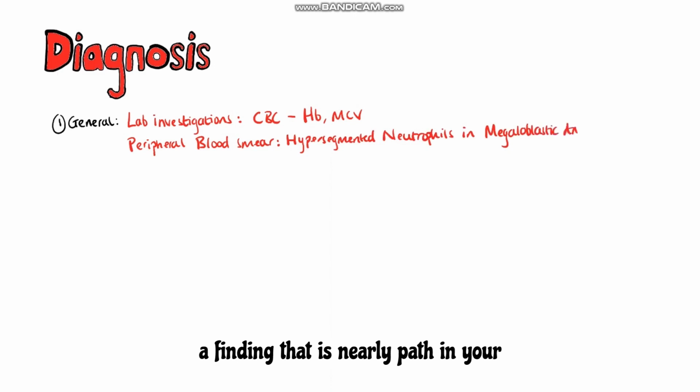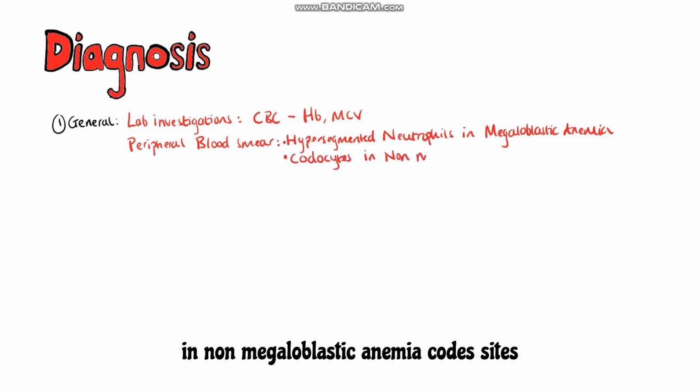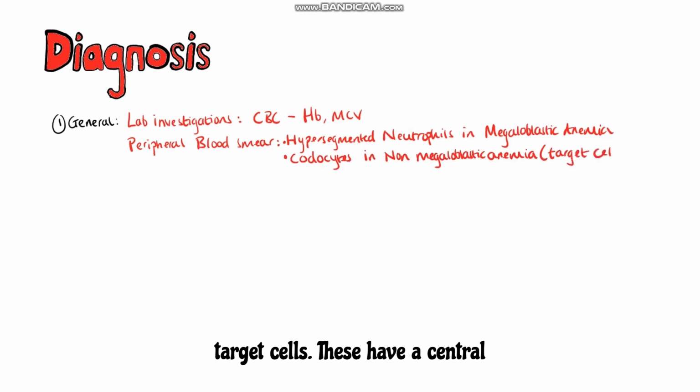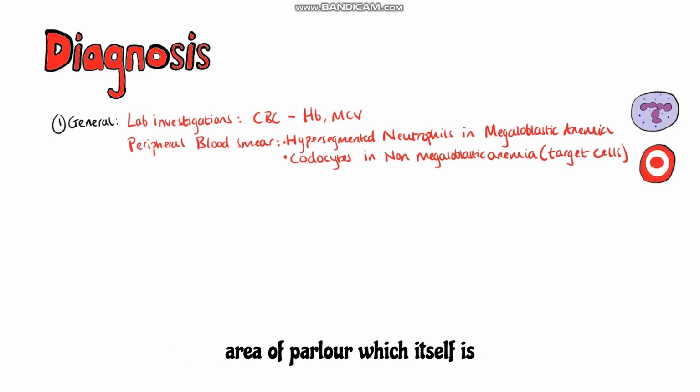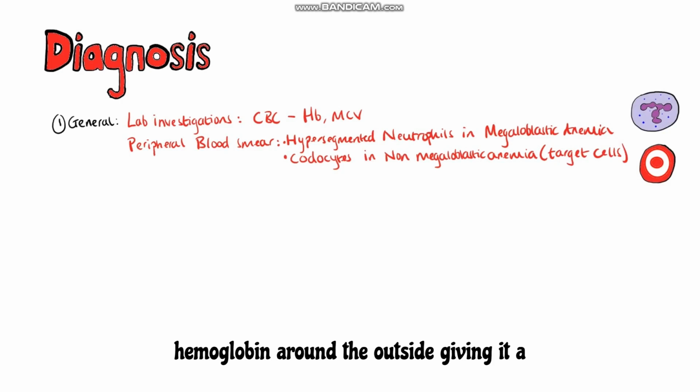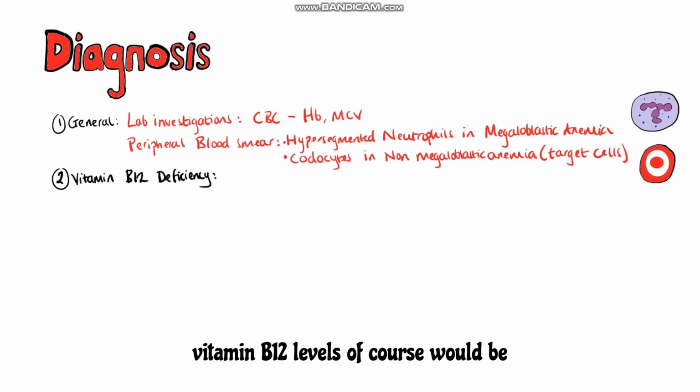Peripheral blood smear may show hypersegmented neutrophils, meaning neutrophils with nuclei with more than 6 lobes. This is a finding that is nearly pathognomonic for megaloblastic anemia. While in non-megaloblastic anemia, podocytes are often seen, which are also known as target cells. These have a central collection of hemoglobin surrounded by an area of pallor, which itself is surrounded by another collection of hemoglobin around the outside, giving it a target-like appearance.